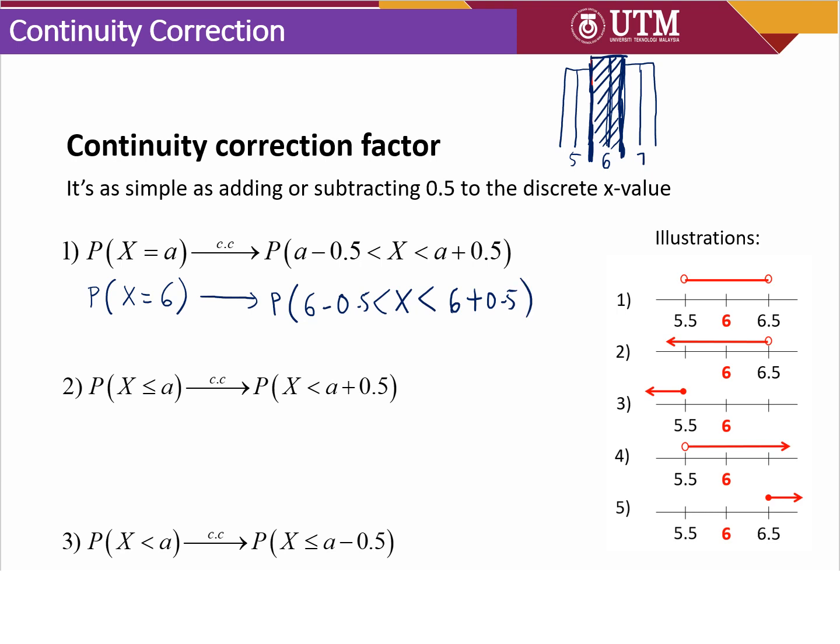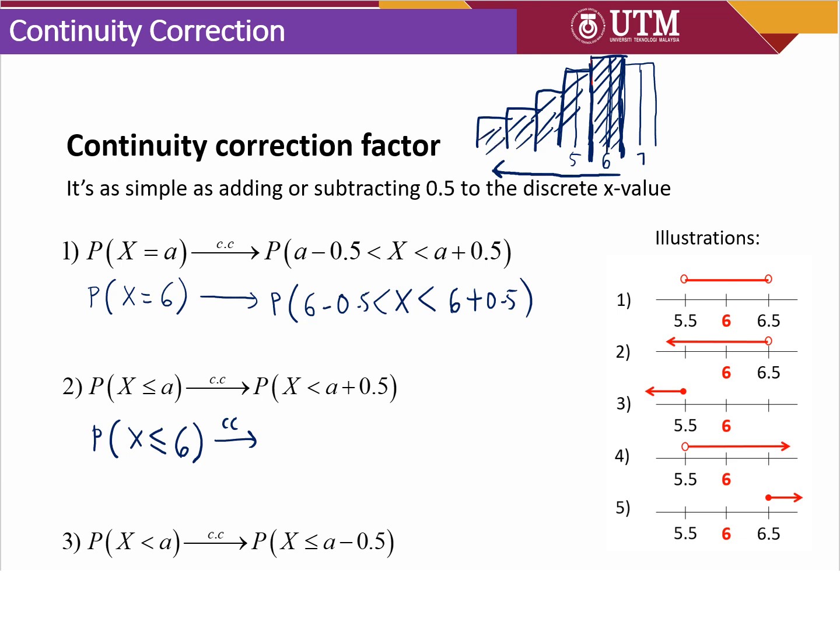Okay, next, if we need to find the probability of x less than or equal to 6, we have to do the continuity correction first. Less than or equal to 6 means that we have to find from 0, 1, 2, up until 6. So all of this will be in our probability: 5, 4, 3, and so on.